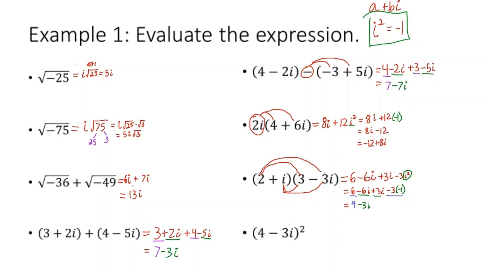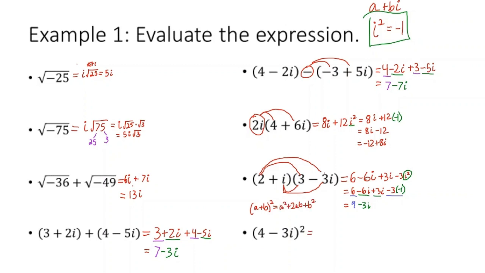So 2 plus i times 3 minus 3i is 9 minus 3i. For the (4 minus 3i) squared, we can think of it as squaring a binomial. And we do have a special multiplication rule for it, where if we have (a plus b) squared, that equals a squared plus 2ab plus b squared.